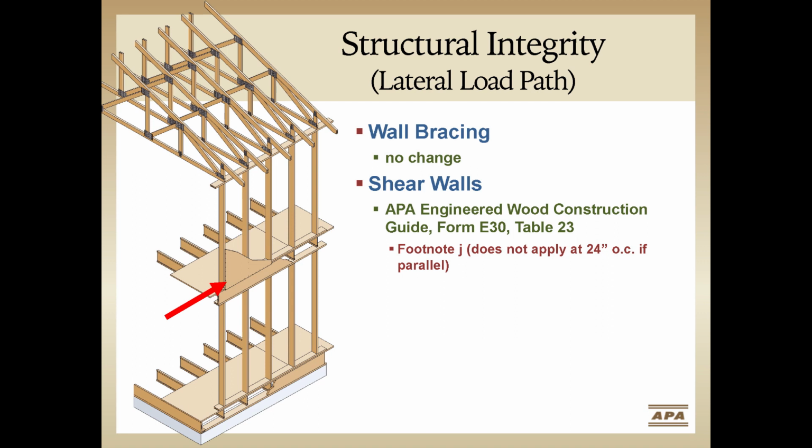If your home is designed with engineered shear walls, the tabulated shear wall values remain unchanged. There are a couple of footnotes that are in APA's Engineered Wood Construction Guide. They refer to Table 23. So footnote J in that shear wall table, that allows for increased shear strength that would no longer apply with 24-inch on-center framing and may affect some engineered designs. And this footnote only applies when panels are installed with the strength axis parallel to the studs, so when the panels are installed vertically. On that same table, in addition to footnote J, footnote C requires a tighter nailing pattern in the field when studs are located at 24-inch on center.